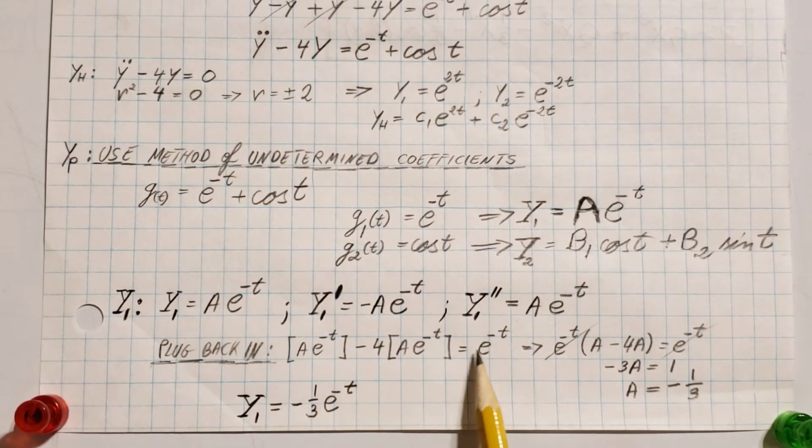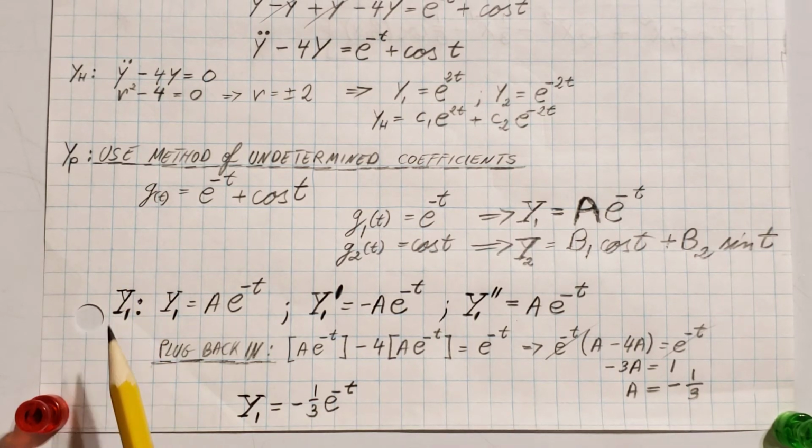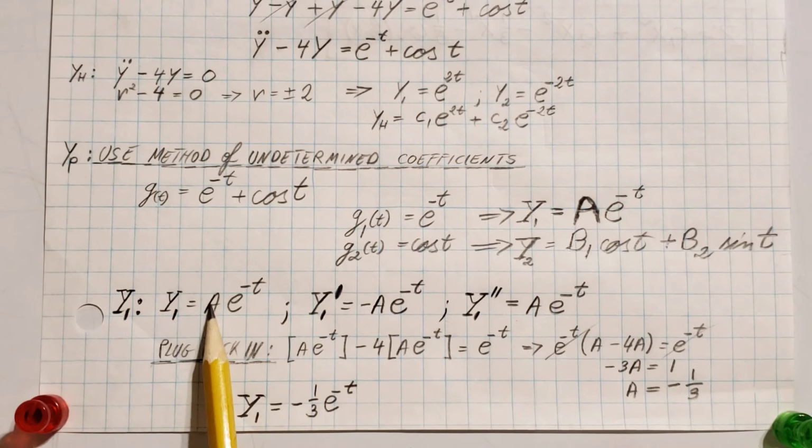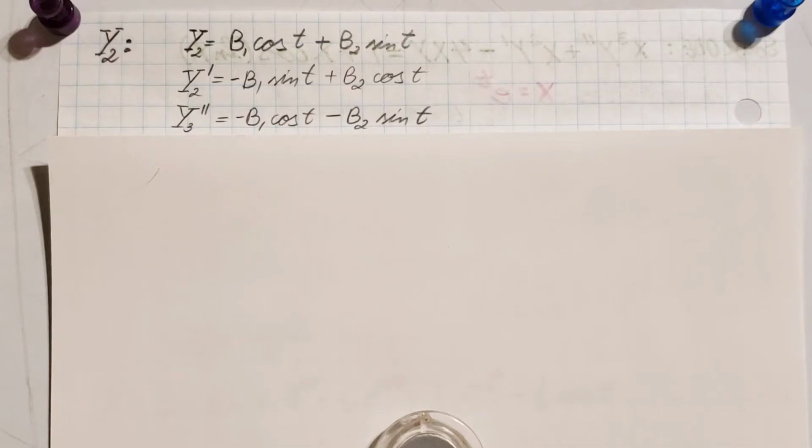That's what you see. And from here we can see that the only unknown is basically a, since we can cancel out our e to the negative t right here. We're going to have a equals negative 1/3. Therefore my y1 solution is negative 1/3 e to the negative t. From here I'm going to plug this into this one, and there's my first particular solution.